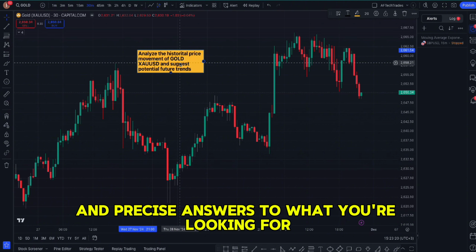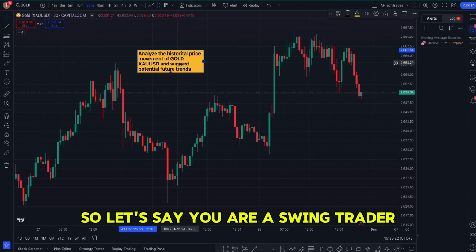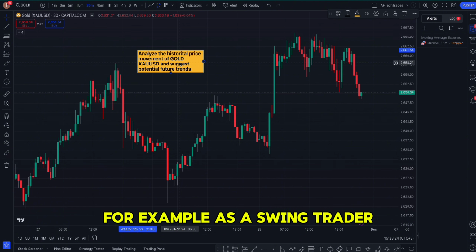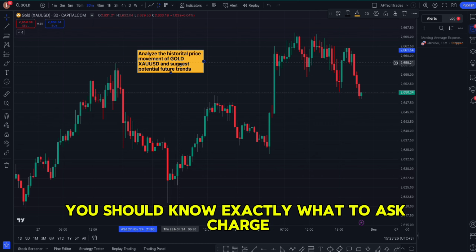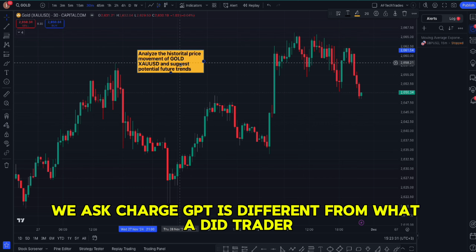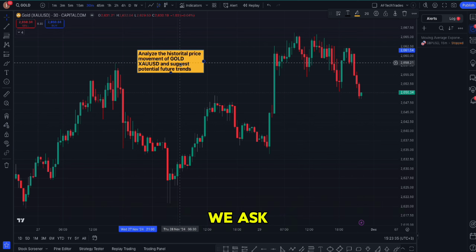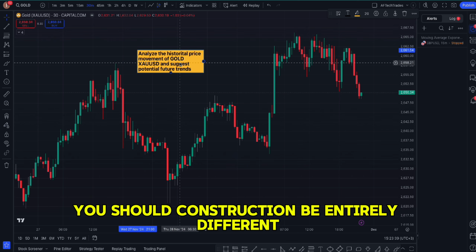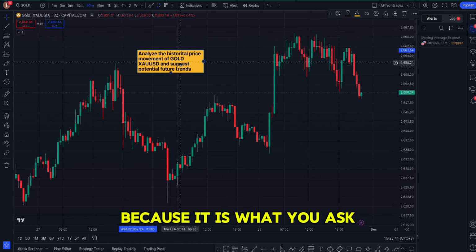So let's say you are a swing trader, for example. As a swing trader, you should know exactly what to ask ChatGPT. What a swing trader will ask ChatGPT is different from what a day trader will ask. The question you construct should be entirely different, because it is what you ask that you get.